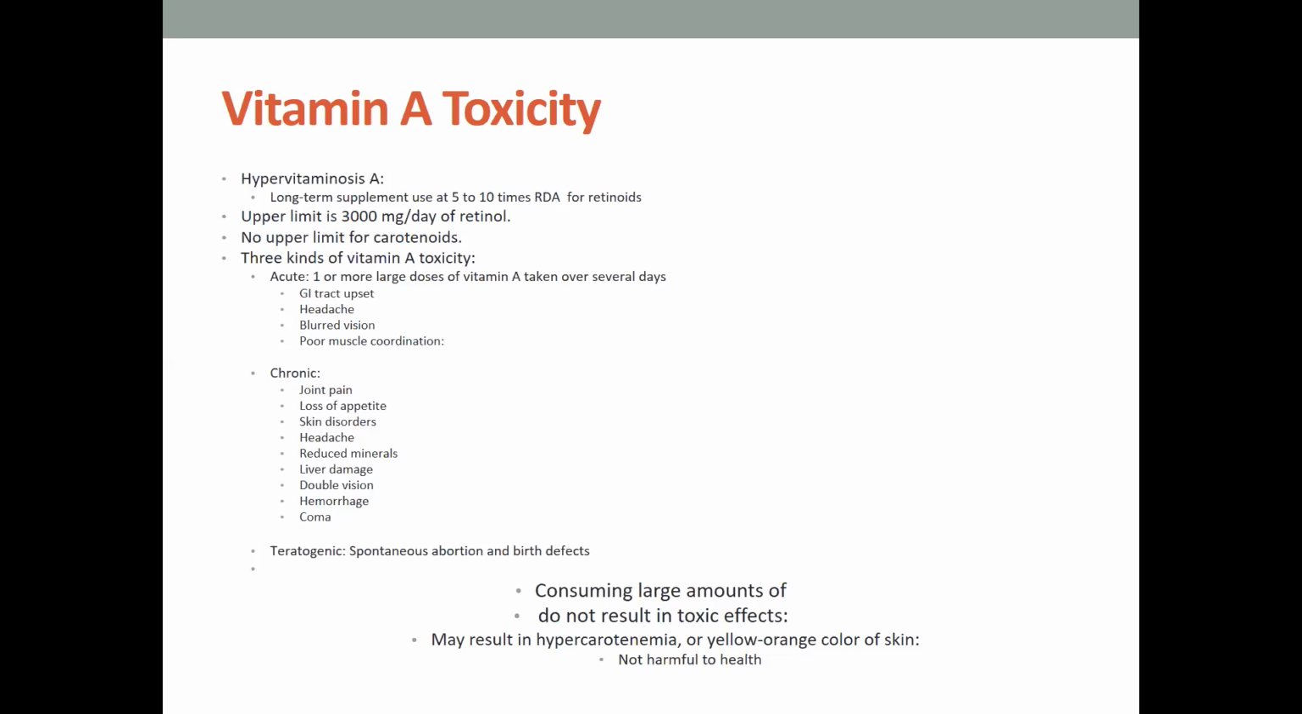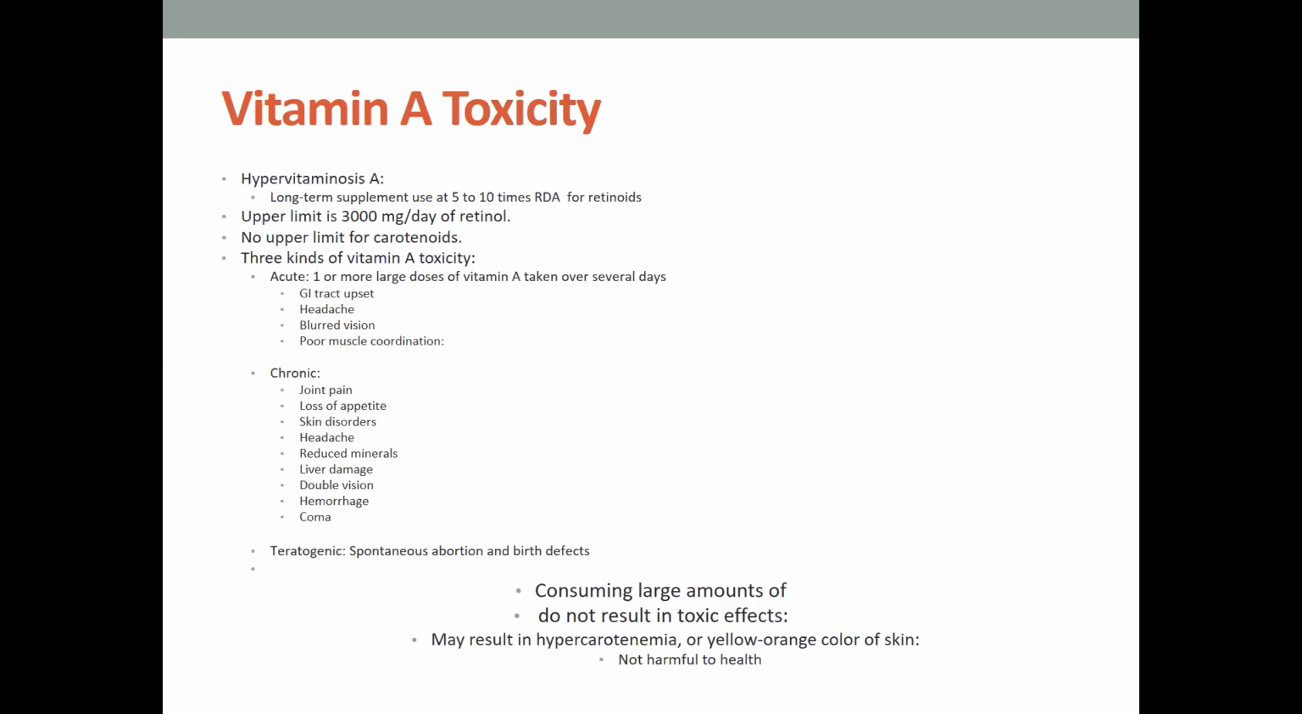All right, so we have a couple different ways to think about vitamin A toxicity. Acute is one or more large doses of vitamin A over a few days, several days, right? So this isn't like years of too much vitamin A. This is a few days of too much vitamin A. So what will happen? Your stomach will hurt, GI tract upset. You might get a headache. You might have blurry vision, and you might have poor muscle coordination.